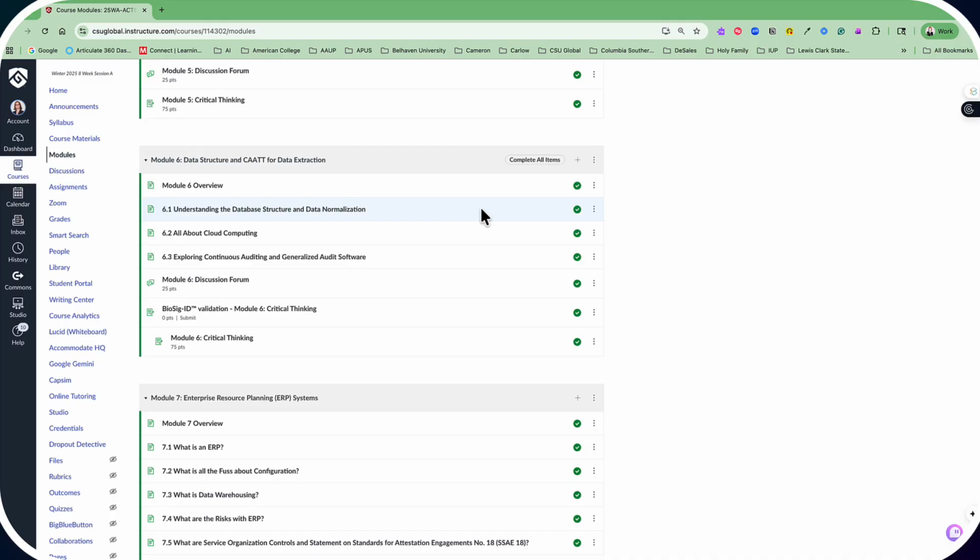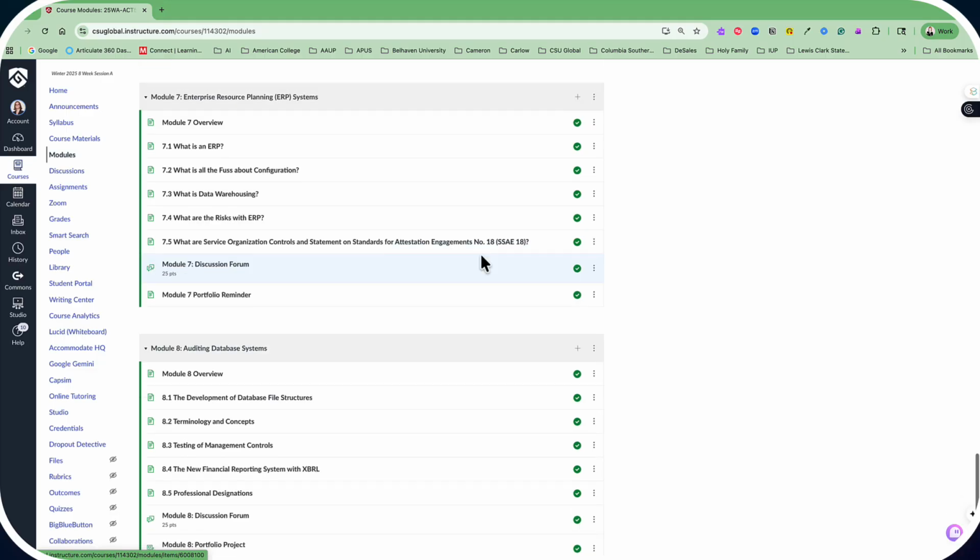We try to understand data structures and data normalization. We discuss cloud computing and continuous auditing via generalized audit software. Then in Module 7, we move on to ERP systems, enterprise resource planning, what they are, the fuss about the configuration, data warehousing, the risks associated with ERPs, and then SSAE 18, which is service organization controls and the statement on standards for attestation engagement.